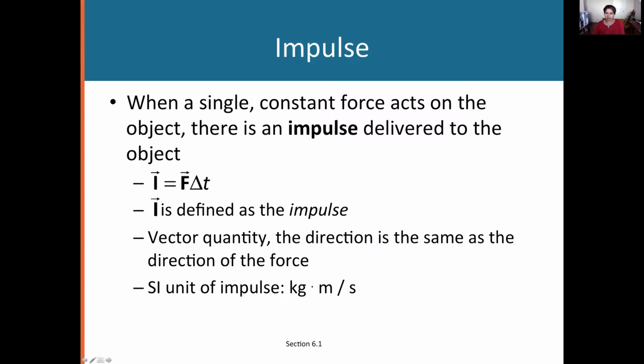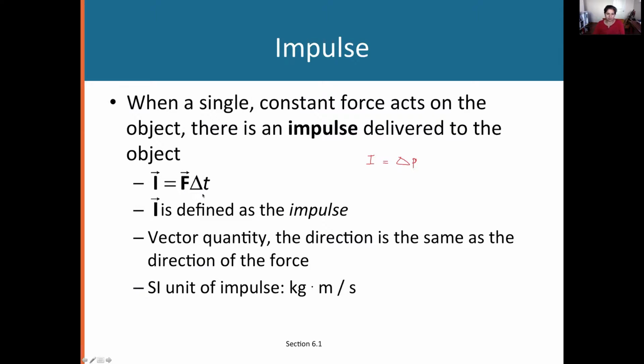So maybe I'll write here that original equation so that you know impulse equals delta P. And if you divide both sides by delta T, this is going to become F. F times delta T is going to be impulse then.